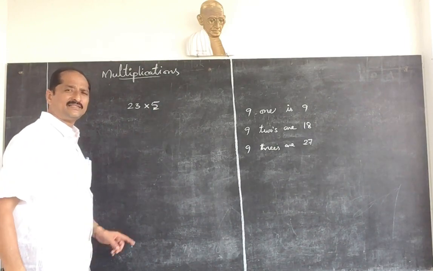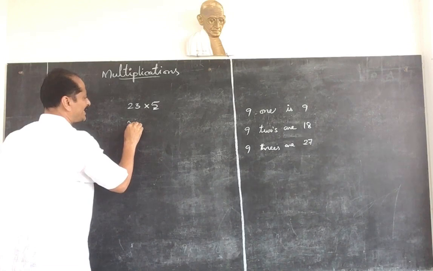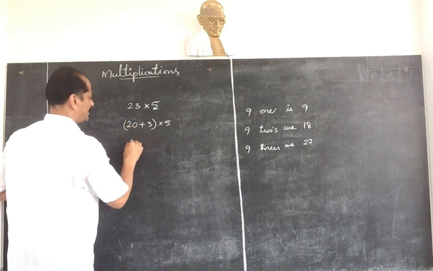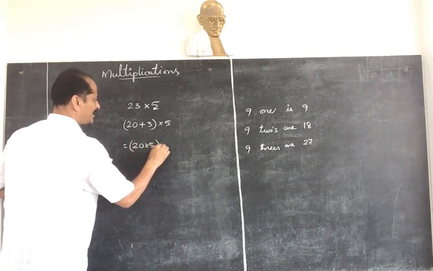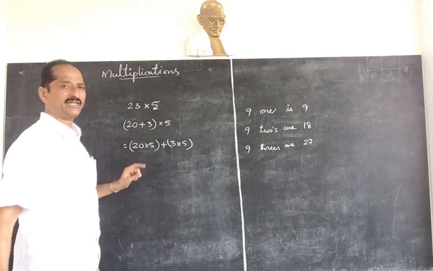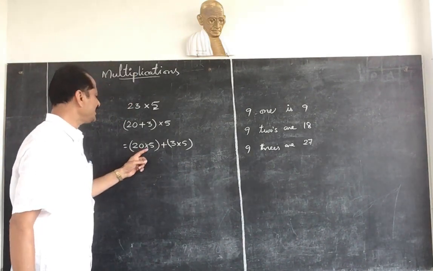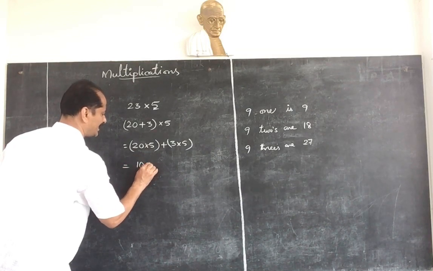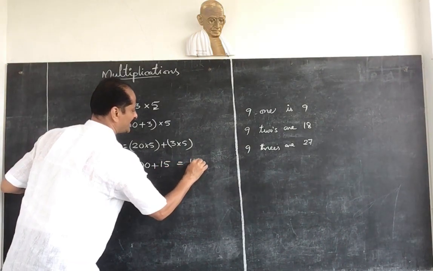So the expanded form of 23 is 20 plus 3, into 5. This is nothing but 20 into 5 you have to multiply first, and then 3 into 5 also you should multiply. And these two we have to add. And the easiest process also I will tell you. 20 into 5, 2 5s are 10, and we add this 0, 100, plus 3 5s are 15. 100 plus 15 is 150.